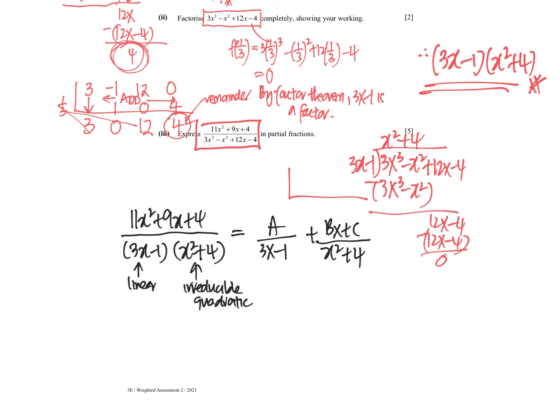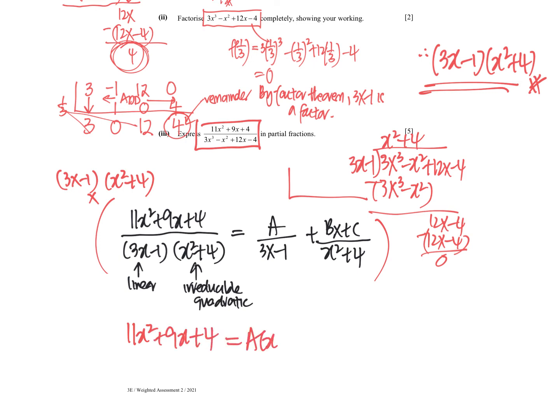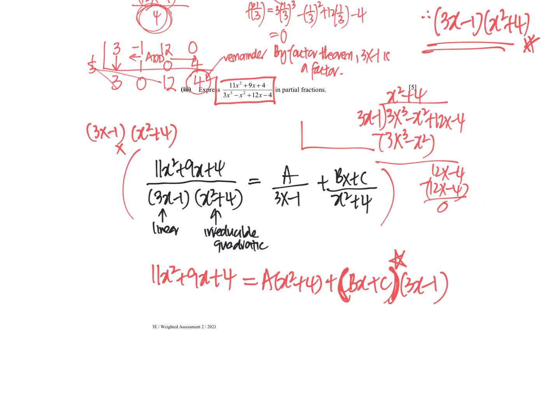Multiply throughout by 3x minus 1, x squared plus 4. You will get 11x squared plus 9x plus 4, times x squared plus 4. This thing, remember to bracket. Very important, I will mark you wrong. This bracket must be there. If you miss out the bracket, it's a different expression, it's a different answer.